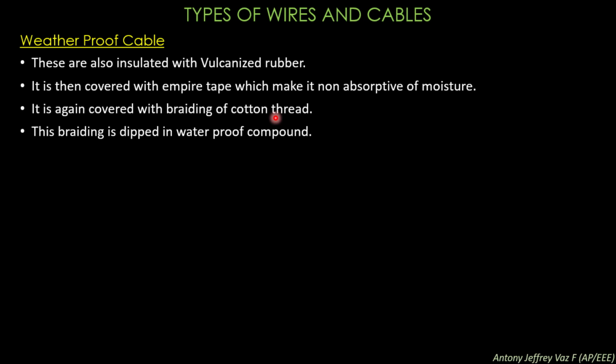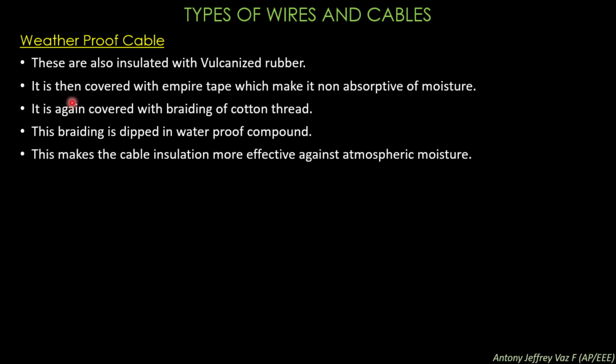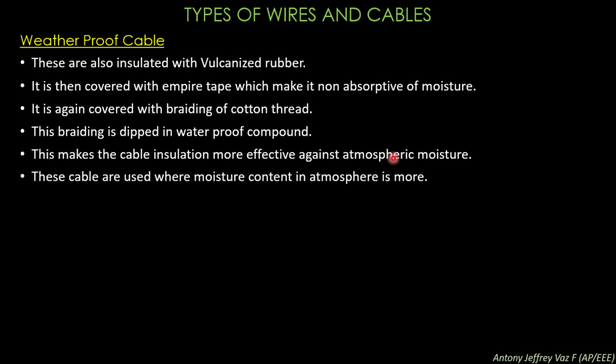So, these types of cables are used where there is a rainy season or there is snow. This makes the cable insulation more effective against atmospheric moisture. So, moisture cannot enter into these types of cables. These cables are used where moisture content in the atmosphere is more, such as in cold places where there is falling ice.